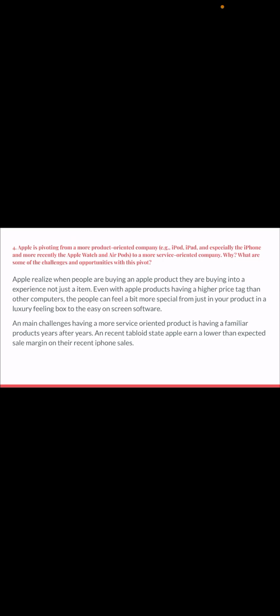A main challenge of having a service-oriented product is having a familiar product year after year. Recent tabloids stated that Apple earned a lower than expected sales margin on their recent iPhone sales. In this sense, a more service-oriented product will be, again, like applying Apple Card, iTunes, Apple TV to the items, making it more of a service compared to just having a newer-looking phone than most.